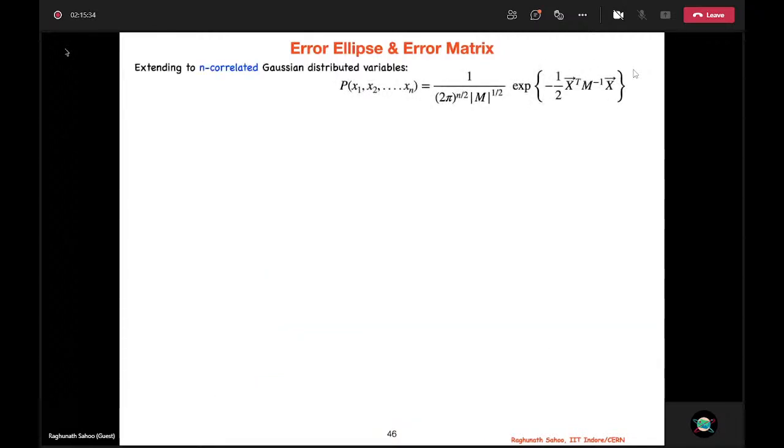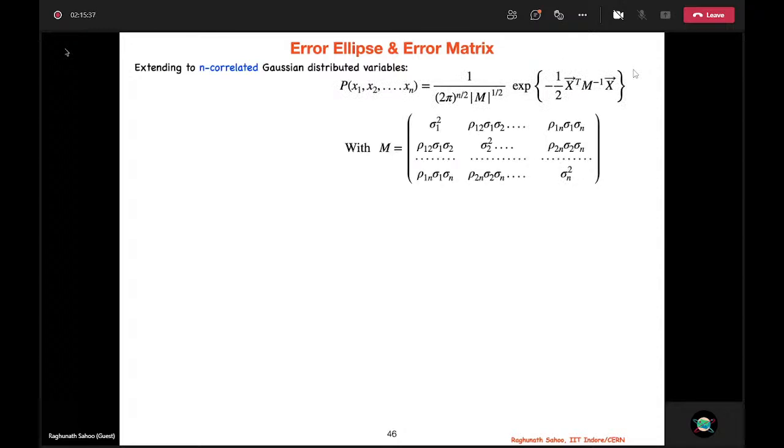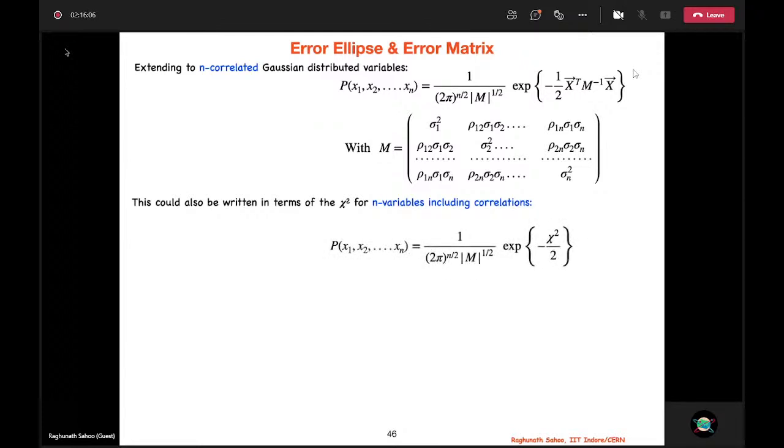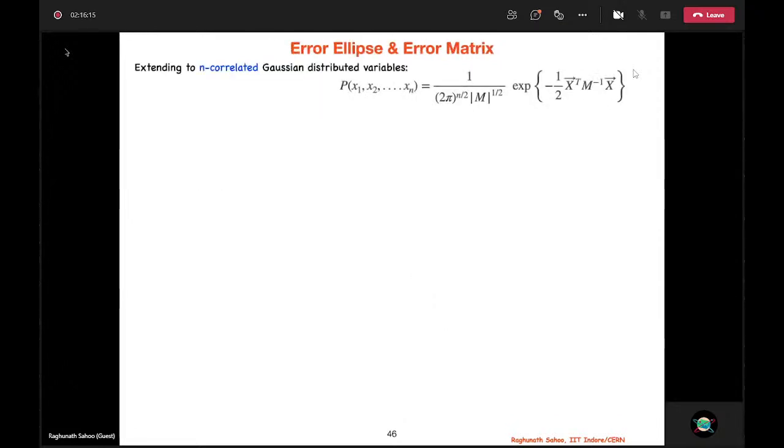Now for n correlated Gaussian distribution variables, I can generalize, because that is a simplified formula. My matrix M will be very complicated because it's n-dimensional now. I have defined n correlated variables. It is very complicated, but computation-wise this should be very easy. I don't have to care. I know in programming I can just take any dimension and go on doing it. This could be written in terms of the chi-square for n variables. Simply, the argument of the exponent I can write as chi-square. So this gives me a very simplified formula, right?